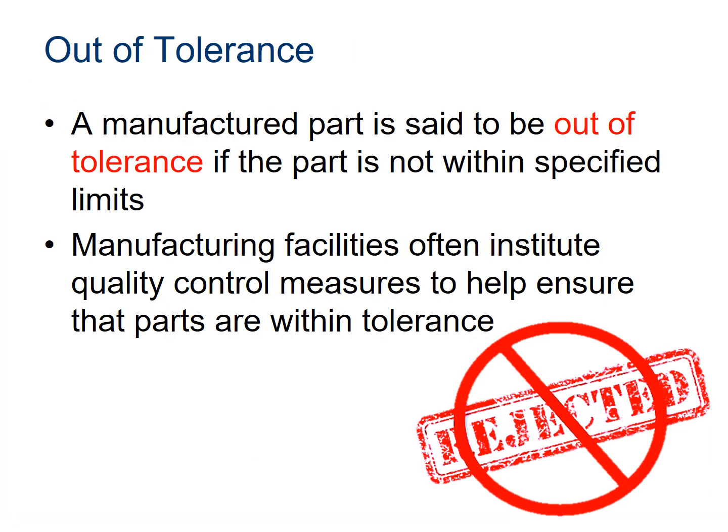If something is out of tolerance, then it gets rejected. A manufactured part is said to be out of tolerance if the part's not within specified limits. And manufacturing facilities institute quality control measures to help ensure that the parts are within tolerance.